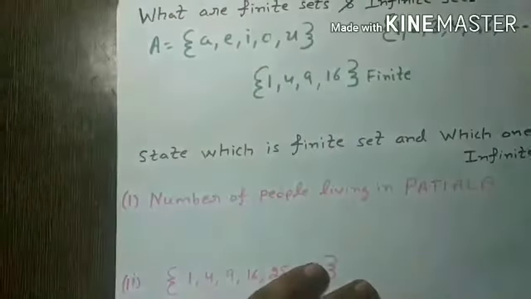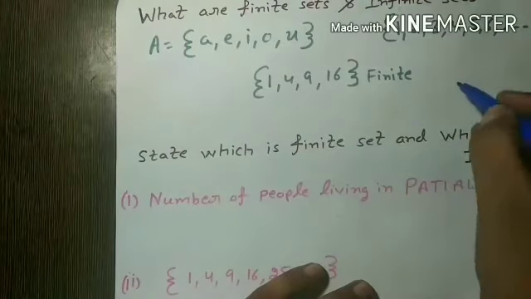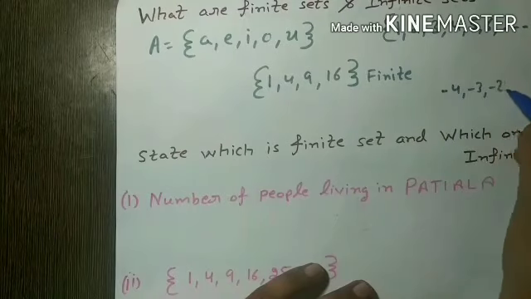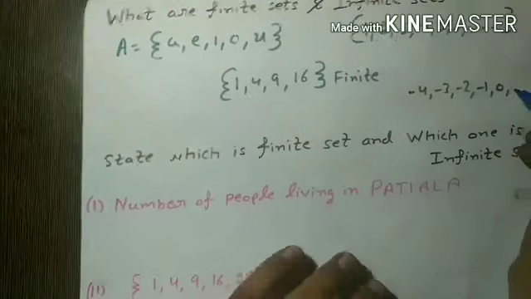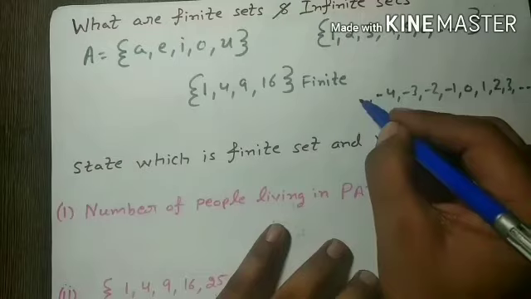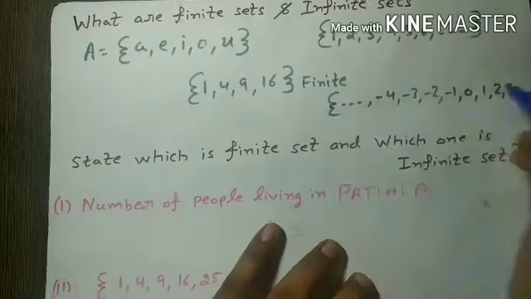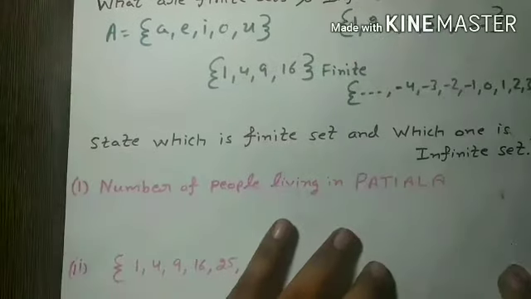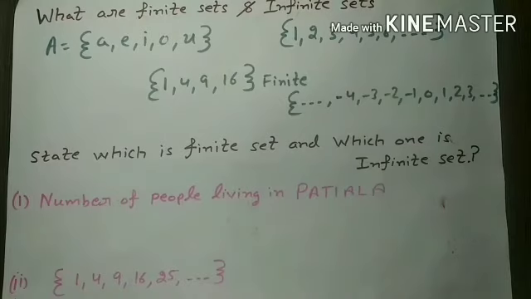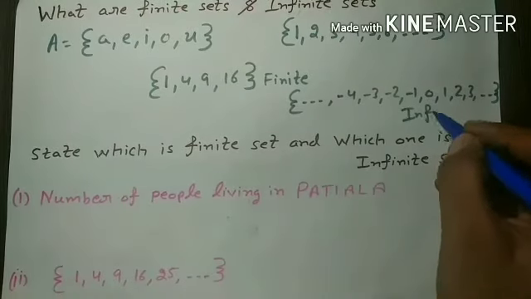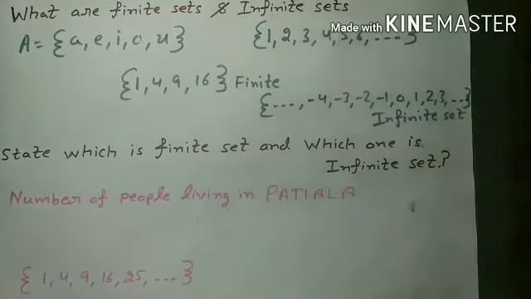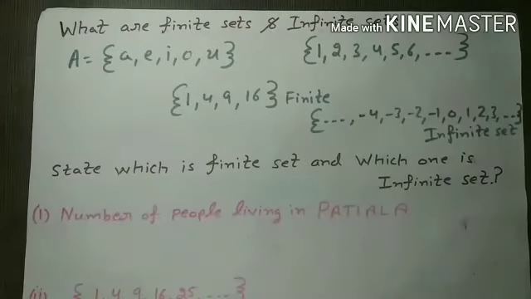Now what is an infinite set? Say, -4, -3, -2, -1, 0, 1, 2, 3, and so on, and in this direction also I will write so on. So you can see what type of set this is. This is an infinite set. So students, you can see what the finite sets and the infinite sets are.